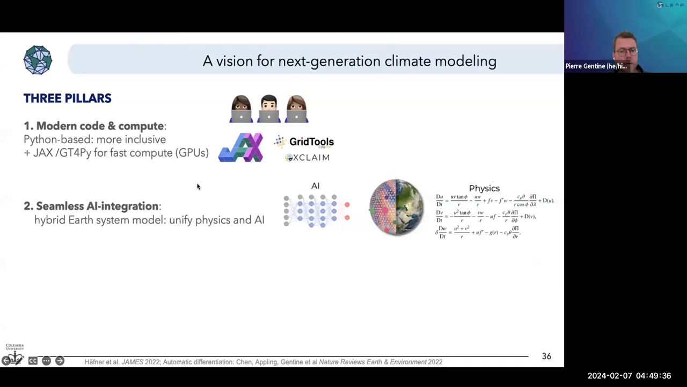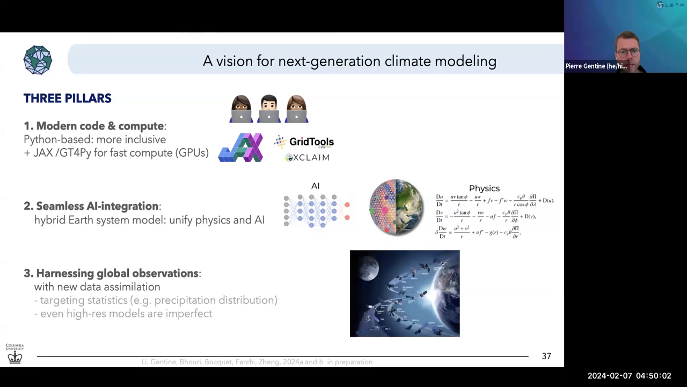The second thing that we can do, and I mentioned that earlier in the talk, is having this kind of seamless AI integration. AI can really leverage and improve the representation of many physical processes. And we have this modern code, which is really the essence of AI-based tools these days. We can really build this kind of hybrid system model, which is reunifying physics and AI.